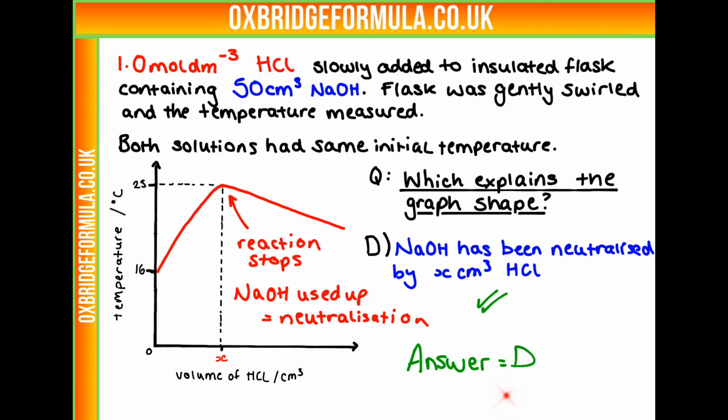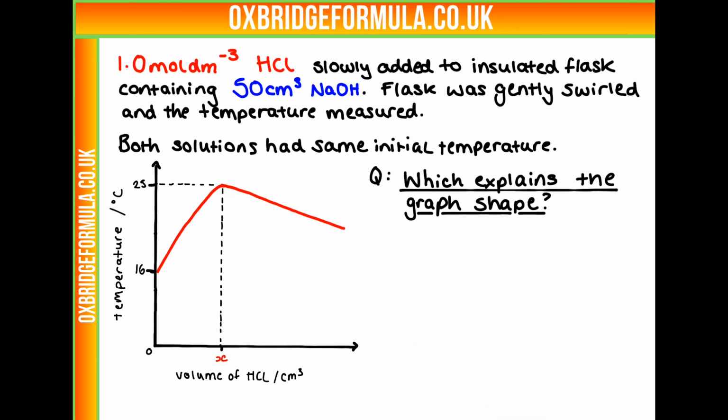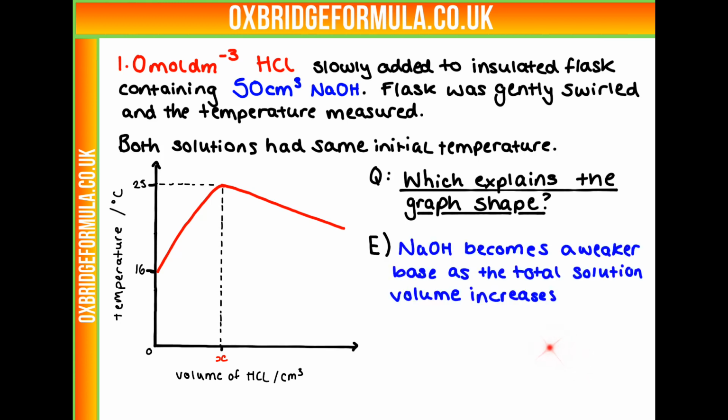But let's look at the last statement and see why that one's wrong too. So our final statement that we know is wrong is the sodium hydroxide becomes a weaker base as the total solution volume increases. So what is the definition of a weak base, first of all? So a weak base is something that doesn't completely dissolve to give its basic ions, the hydroxide ions there. And this doesn't change no matter the volume.